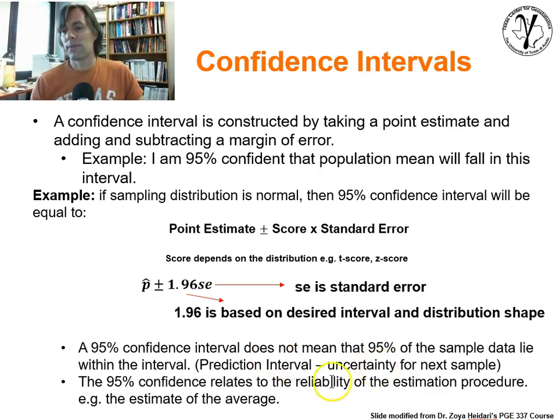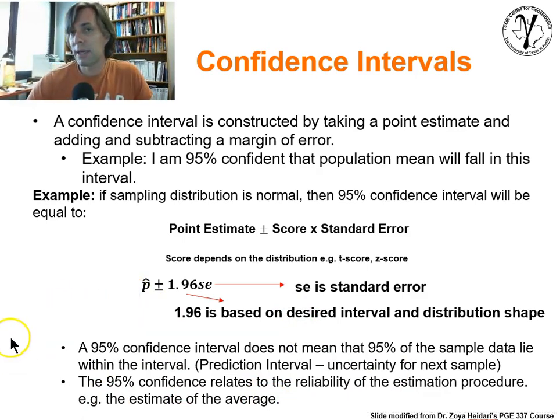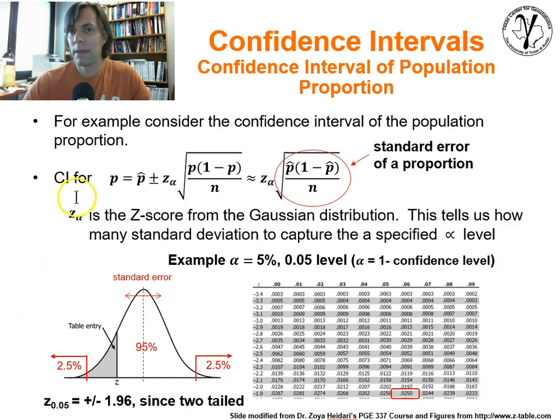A confidence interval relates to the reliability of an estimation procedure, an estimate of the average, an estimate of the variance, and so forth. So let's not get that mixed up when we're talking about confidence intervals, to start thinking that they're prediction intervals. It's always related to some type of statistic that we're estimating.